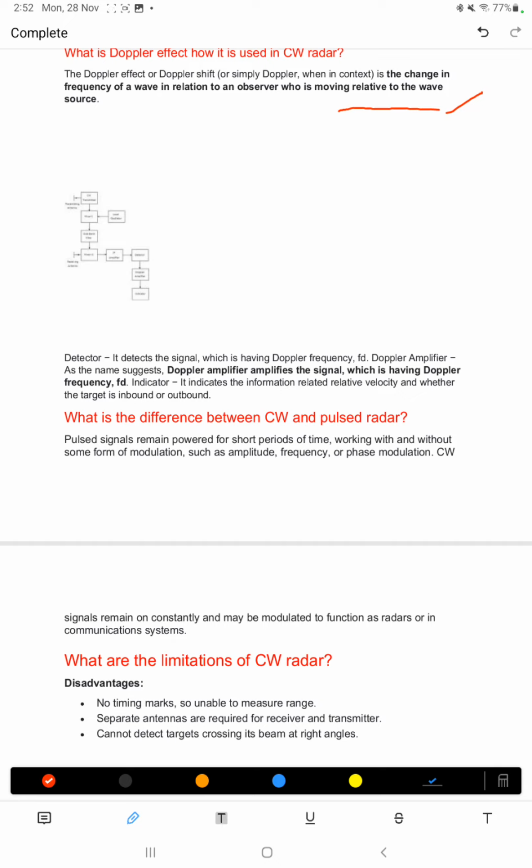It detects the signal which has Doppler frequency. The Doppler amplifier, as the name suggests, amplifies the signal which has Doppler frequency. The FD indicator indicates the information related to relative velocity and whether the target is inbound or outbound.